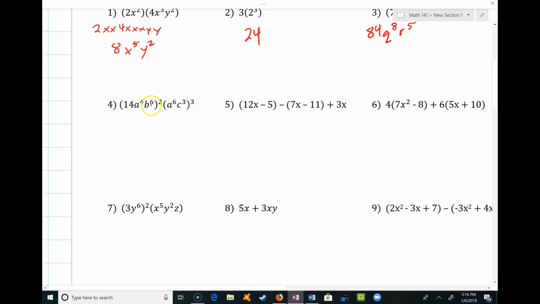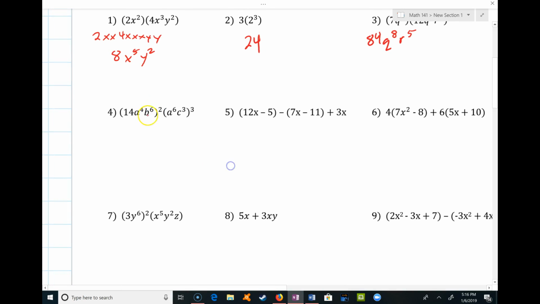People get a little bit confused when they have a power raised to a power. So again, if you understand the way exponents work, this bit right here is really just 14 a to the 4th b to the 6th times 14 a to the 4th b to the 6th, because that's what squared means. And this is the same idea, only there's 3 of them. So you know that this is just 14 times 14, which is 196. And that's a to the 4th times a to the 4th, which is a to the 8th. b to the 6th times b to the 6th, which is b to the 12th.